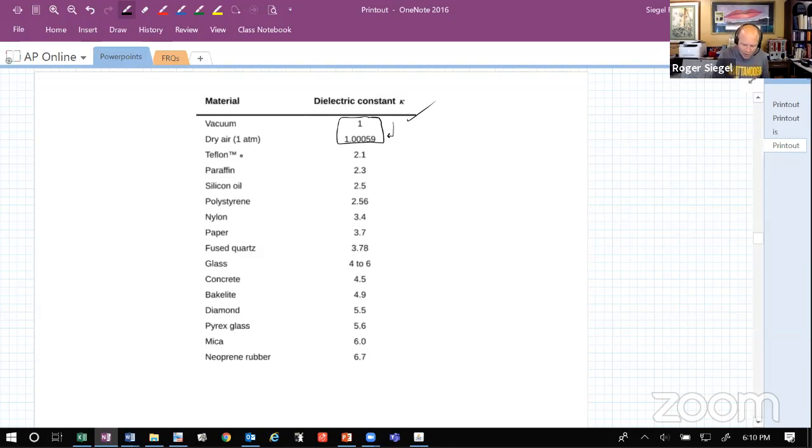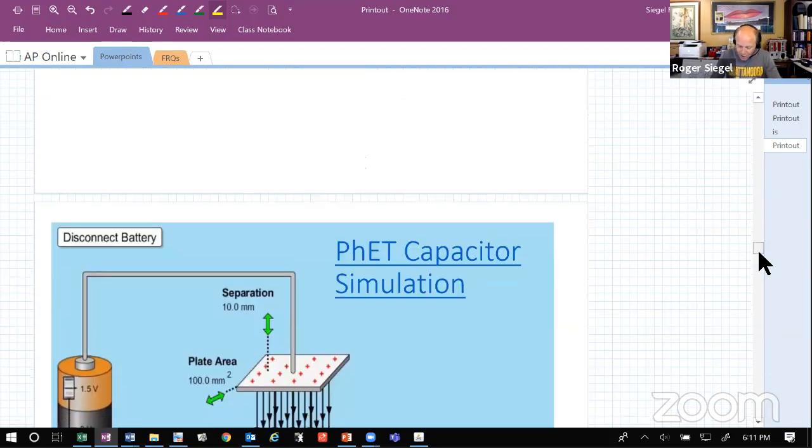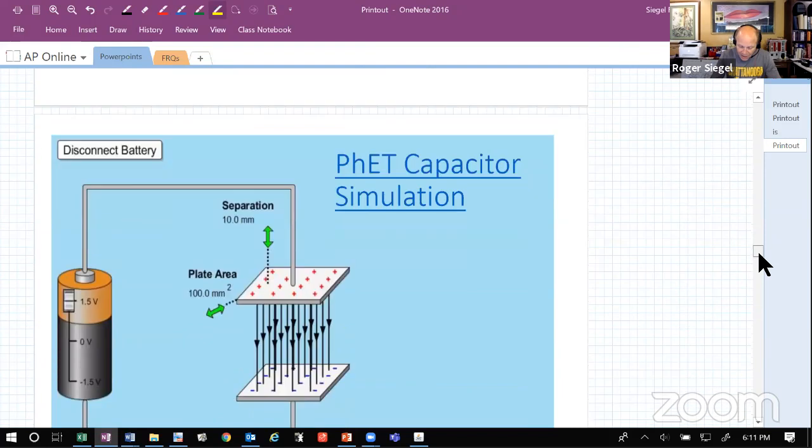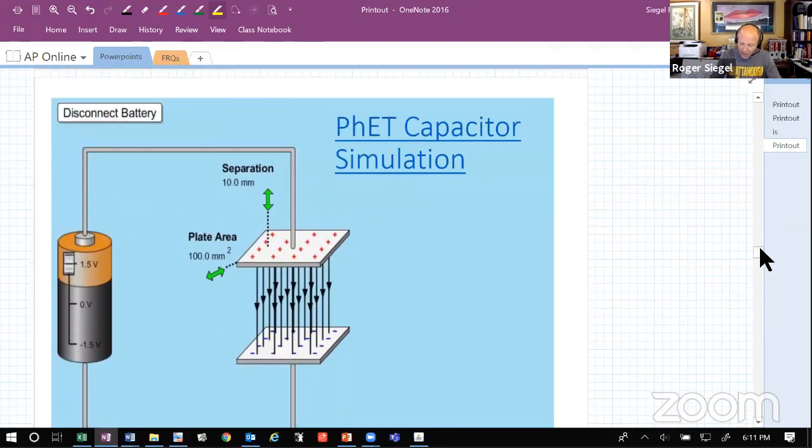But then look at some of our other materials that you may be familiar with: Teflon, paraffin, polystyrene, silicon, silicon oil, glass, and you can see that these values can get pretty high. And so we can do some really great things with our capacitance. We can really increase the amount of energy that we're storing by using these dielectrics.